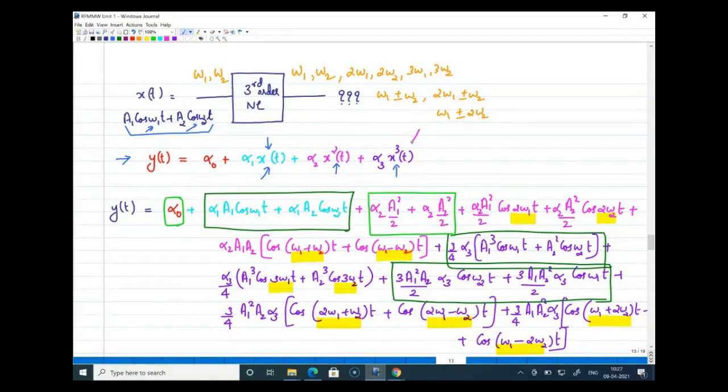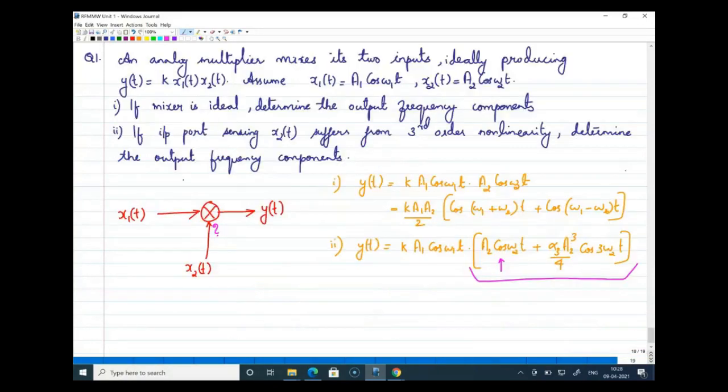Third order nonlinearity means I am actually looking at this term. So what is my x of t now? X of t is a2 cos omega 2t. So that should be cubed, and the nonlinear term coming out of that I am just considering. That is what I have written here. Is that clear? Yes.